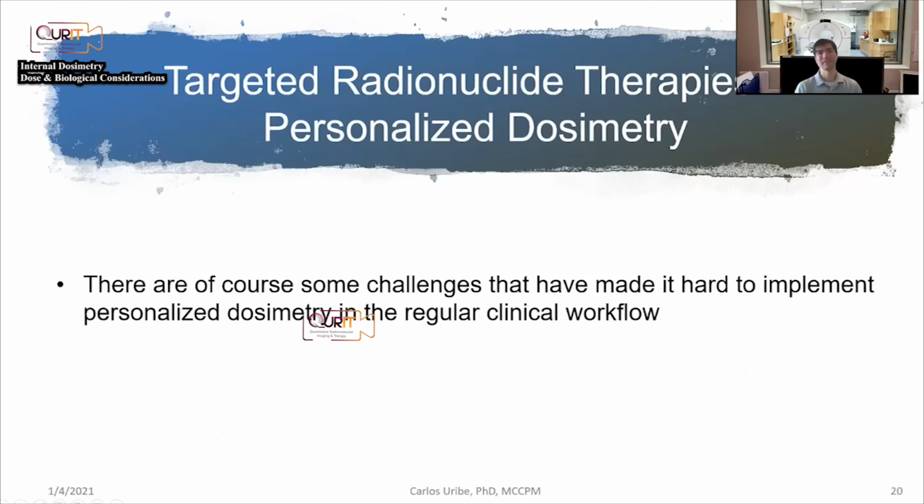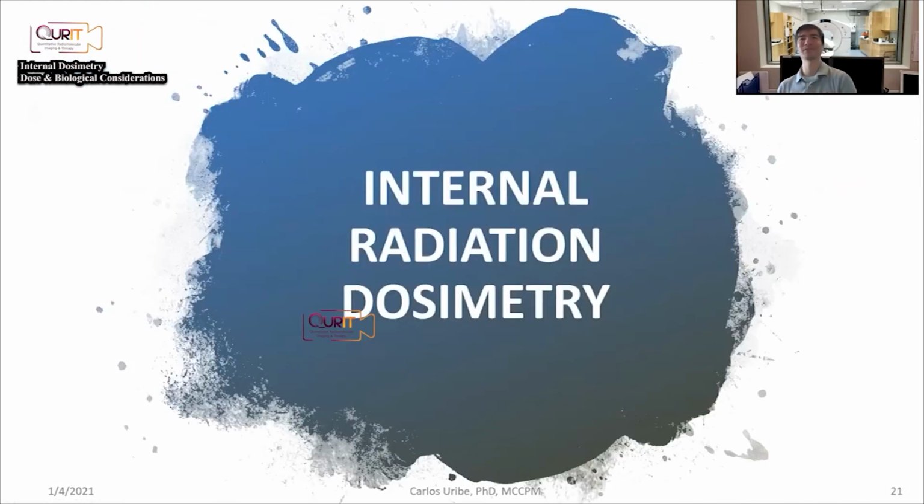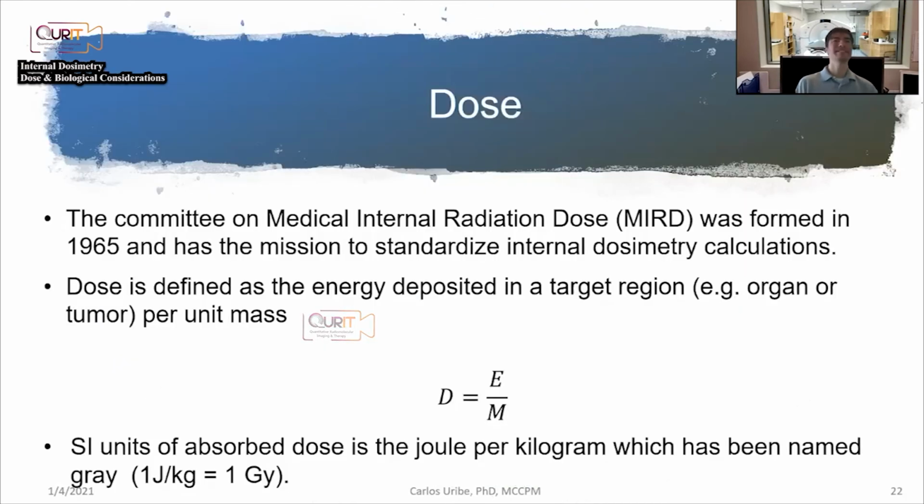But to do this, because this sounds amazing, there are, of course, some challenges that have made it hard to implement personalized dosimetry in the regular clinical workflow. So what we're going to do now is, well, I've been talking about dosimetry. How do we do internal radiation dosimetry? As a reminder from the previous lecture, there's the Committee on Medical Internal Radiation Dose, which we refer to as MIRD, formed in the 1960s. This committee has worked on trying to standardize these internal dosimetry calculations. And remember, dose is measured in joules per kilogram, and 1 joule per kilogram we call a gray.